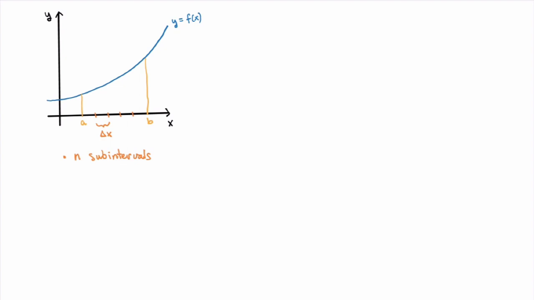All right, so now I need to draw these rectangles. So there's a choice involved here for the upper side of the rectangles. So I'm going to take what's called the right endpoint formulation, meaning that I take the height of the rectangles to be the value of the function at the right point of my intervals. Now, this will give me some approximation for the area.